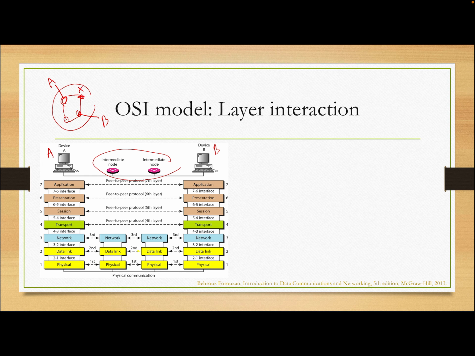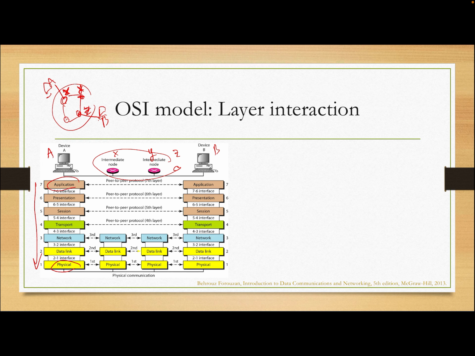So this is A, this is B, for example, and you have intermediate nodes in between. Suppose this is node X, connected to node Y. You may have node C. So these are the nodes. You may have another node here also. A is connected to the first node.